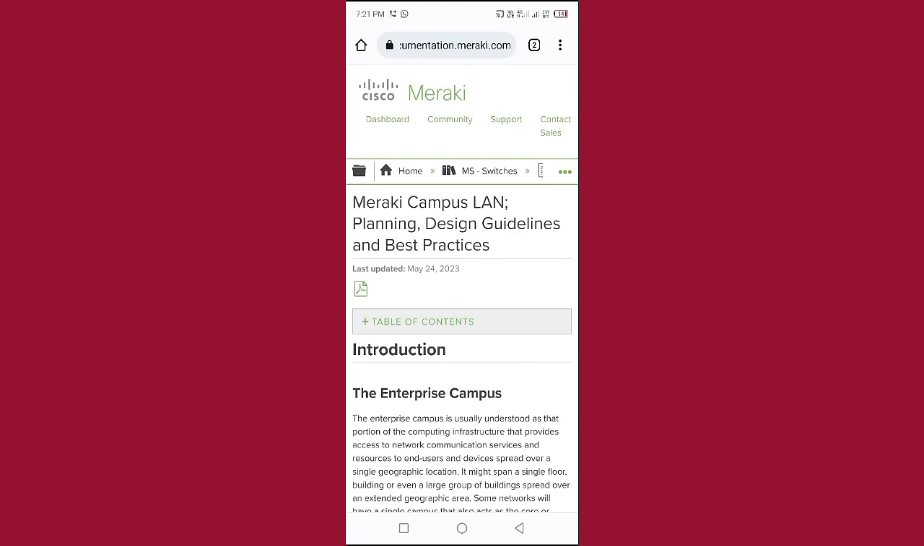So let's go to the mobile screen and discuss in detail today's topic. So friends, we are here on the mobile screen and we are going to discuss Meraki campus LAN planning, design guidelines and best practices.